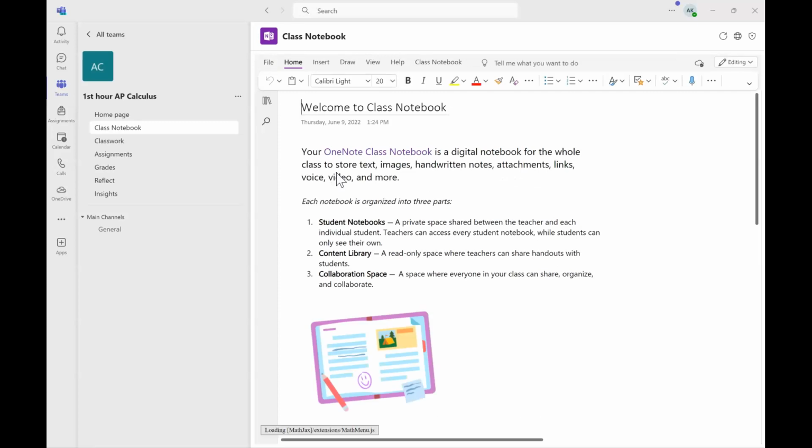Teams updated, so it's a little bit different. Once you've clicked on class notebook, over here there's a little button that says editing. From the drop down, you'll want to pick open in desktop app, and that'll load the new notebook into your OneNote. So go ahead and take care of that now.